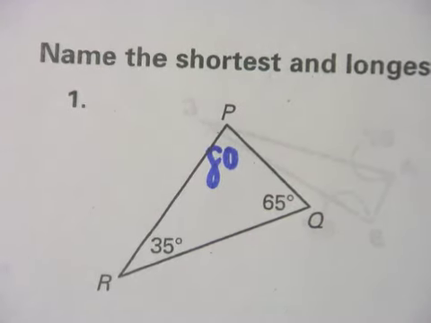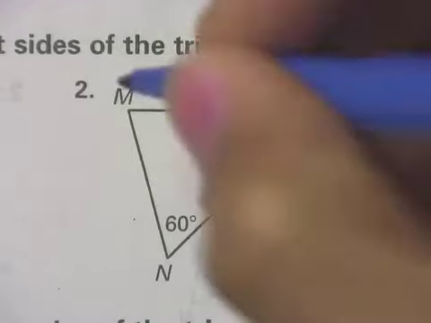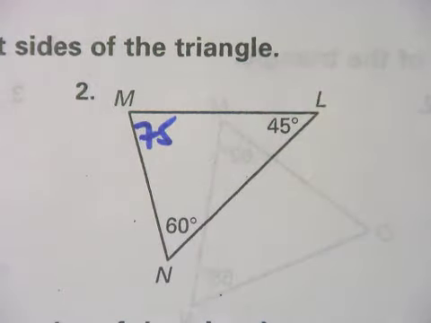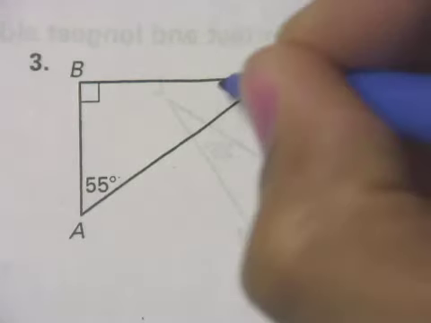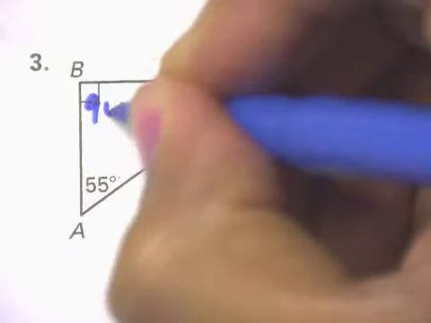So I know that this should be 80 degrees for number 1. For number 2, this should be 75 degrees. And for number 3, this should be 35 degrees. And I know that this is 90 here.